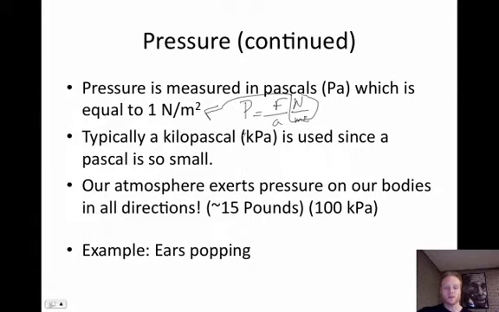Typically a kilopascal is used, which is 1,000 times more than just a Pascal, and the reason why is because a Pascal is so small. So typically pressures will be measured in kilopascals.